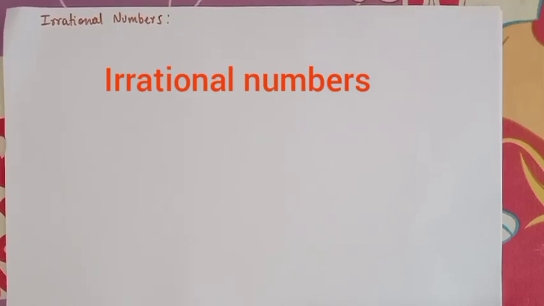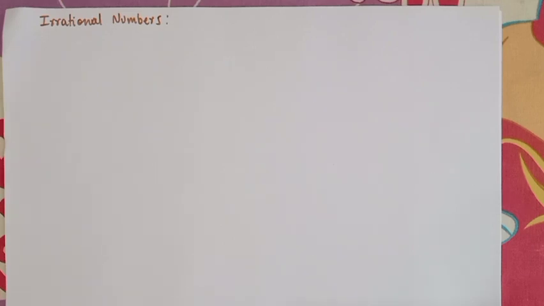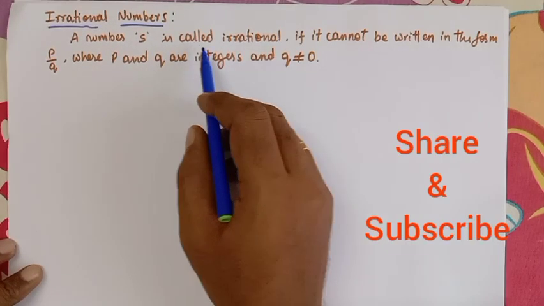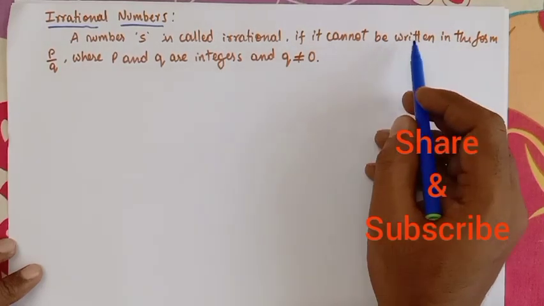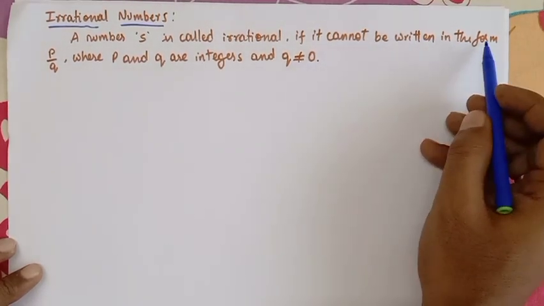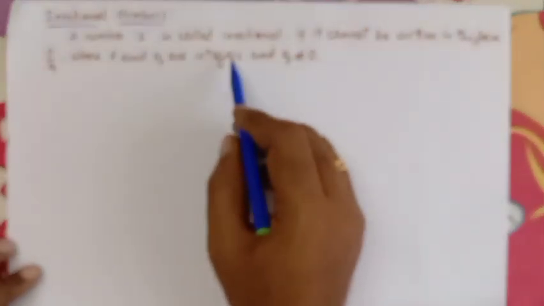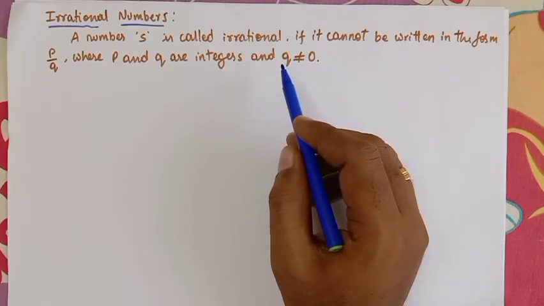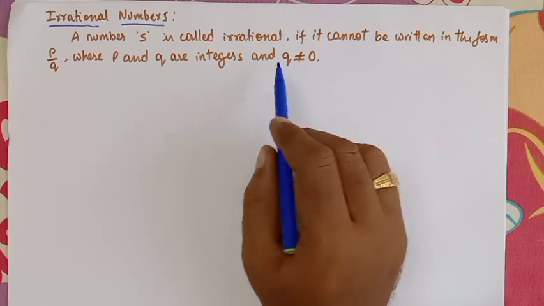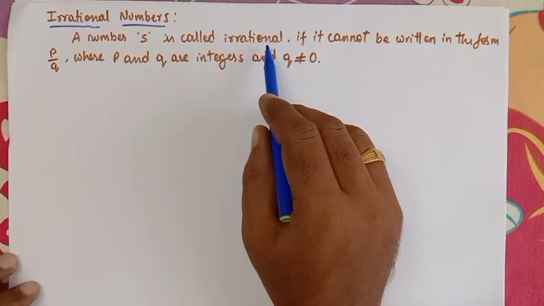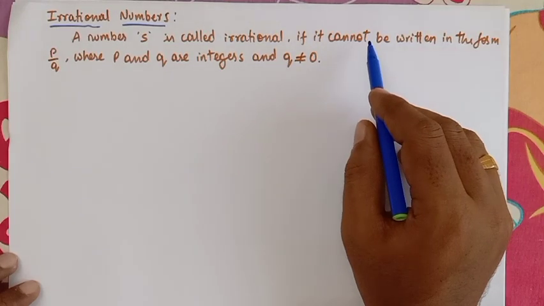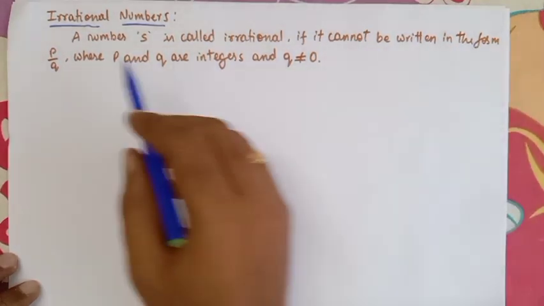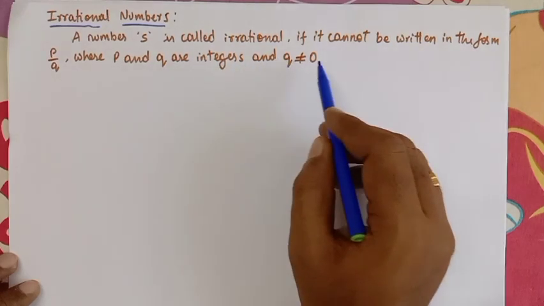Irrational numbers. The irrational numbers can be defined as follows. A number S is called irrational if it cannot be written in the form p by q, where p and q are integers and q does not equal 0. This definition resembles that of rational numbers. A number S is called rational if it can be written in the form p by q, where p and q are integers and q does not equal 0.